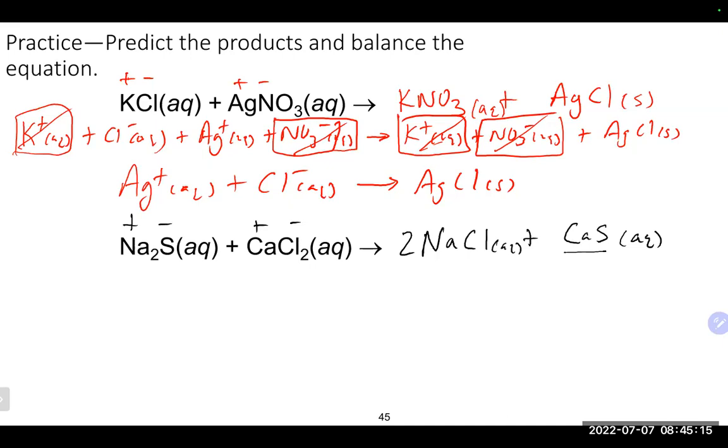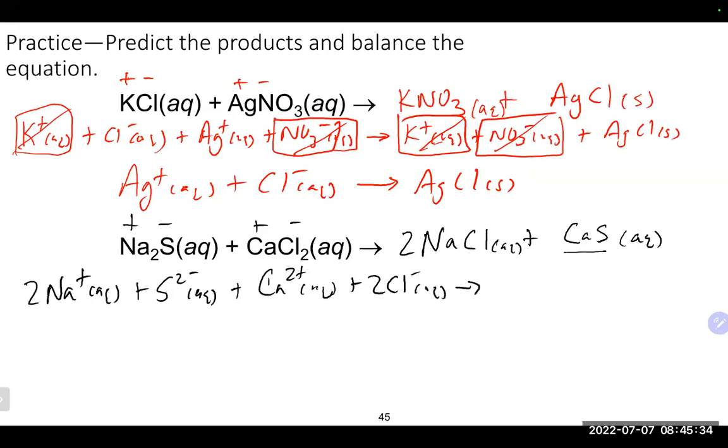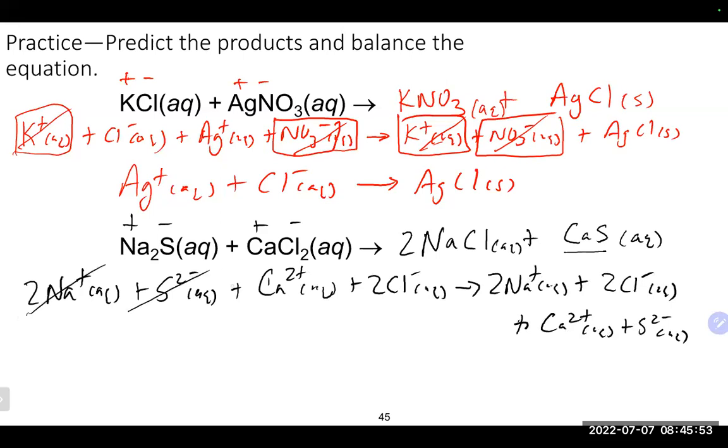That means that if we were to write our total ionic equation, we would get a couple of sodium ions in this case. We would get a sulfide ion, as that would break apart. We would get a calcium ion, and we would get a couple chloride ions from our calcium chloride. We would get a couple of sodium ions, a couple of chloride ions, and I'll just go underneath here. We would also get a calcium ion and a sulfide ion. That means that my spectator ions are everything, right? Everything would cancel out.